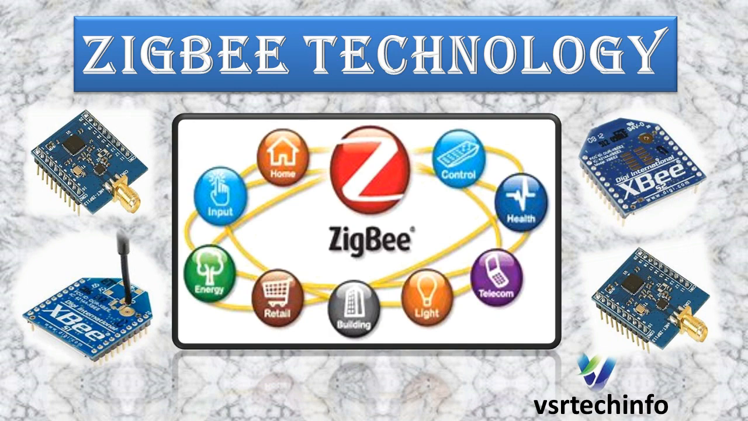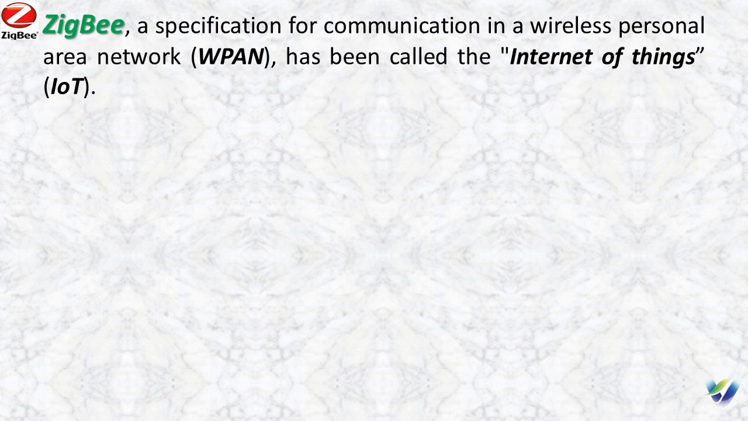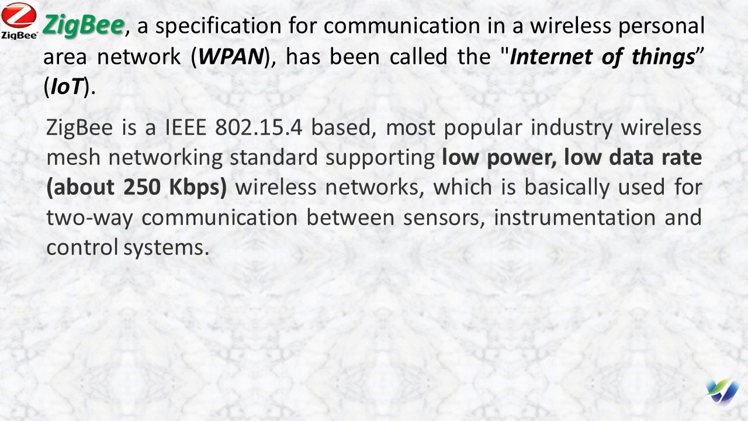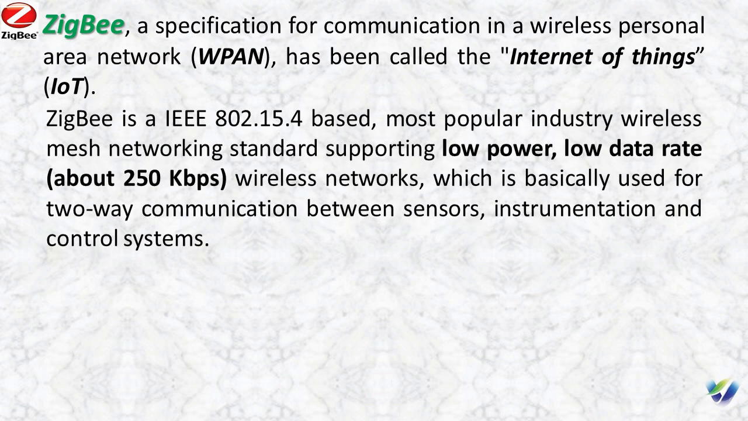ZigBee technology. ZigBee, a specification for communication in a wireless personal area network, has been called the Internet of Things, IoT. ZigBee is an IEEE 802.15.4 based, most popular industry wireless mesh networking standard supporting low power, low data rate wireless networks, which is basically used for two-way communication between sensors, instrumentation and control systems.